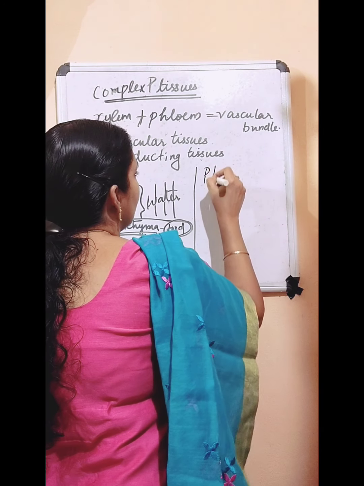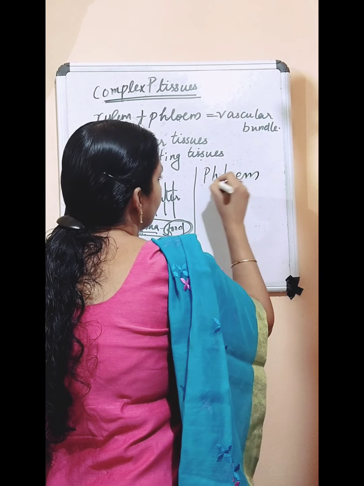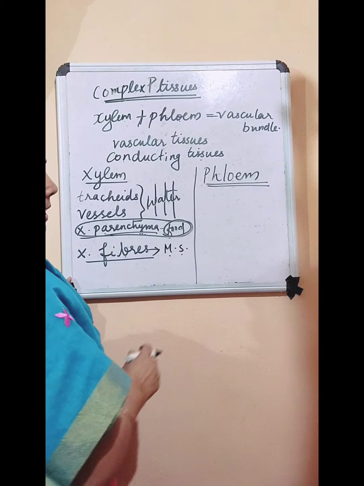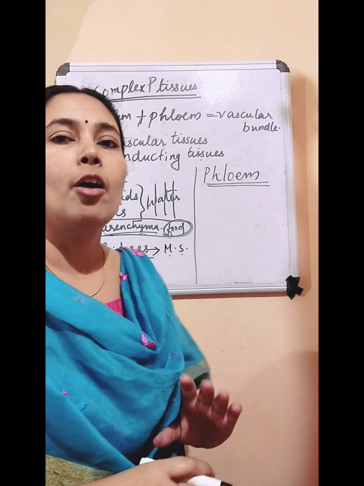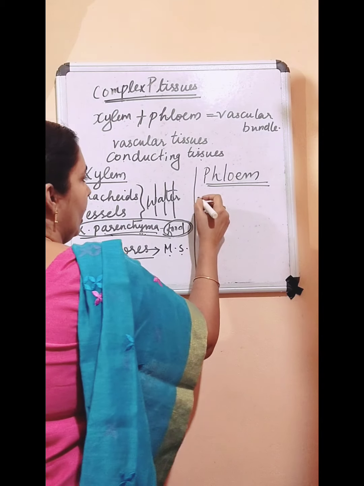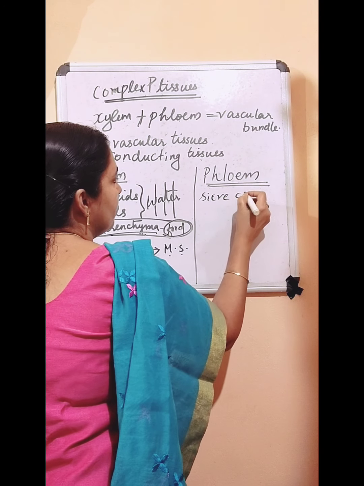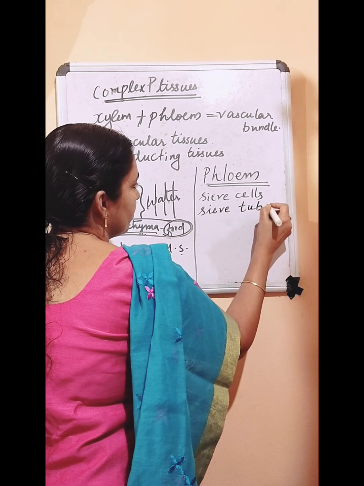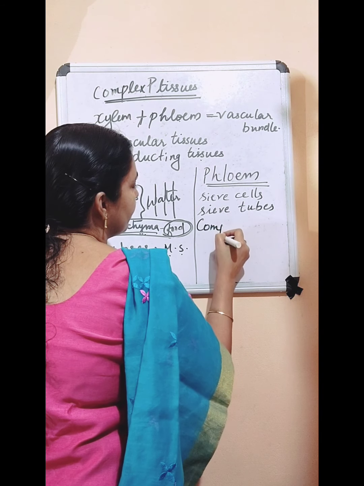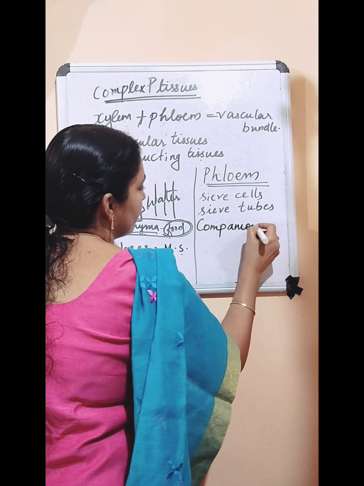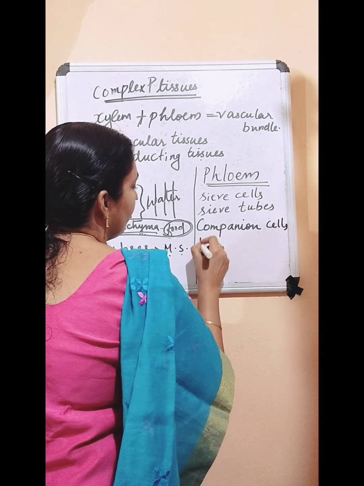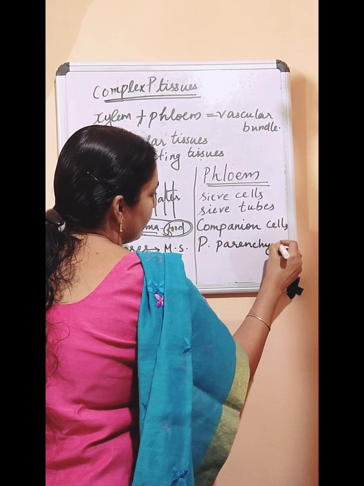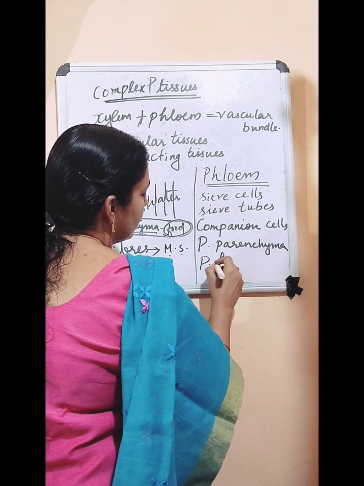So we can look at what the function of phloem is. In xylem only xylem parenchyma is living, all other cells are dead cells. And in phloem we can see there are 5 types of cells. They are sieve cells, sieve tubes, companion cells, phloem parenchyma and phloem fibers.